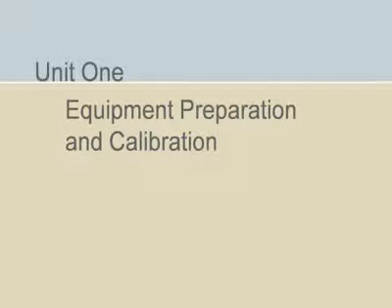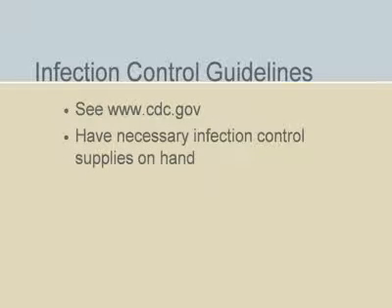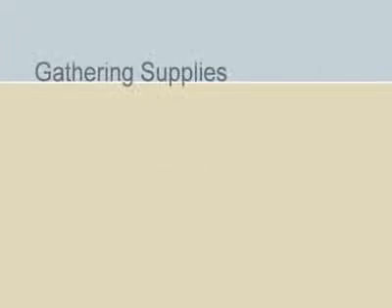In this unit, we discuss equipment preparation and calibration. All testing sites should have a well-defined quality control program as recommended by the AARC and ATS-ERS. Also, you should be familiar with the Center for Disease Control's infection control recommendations and have the necessary infection control supplies on hand. Infection control guidelines and recommendations are defined online at www.cdc.gov.